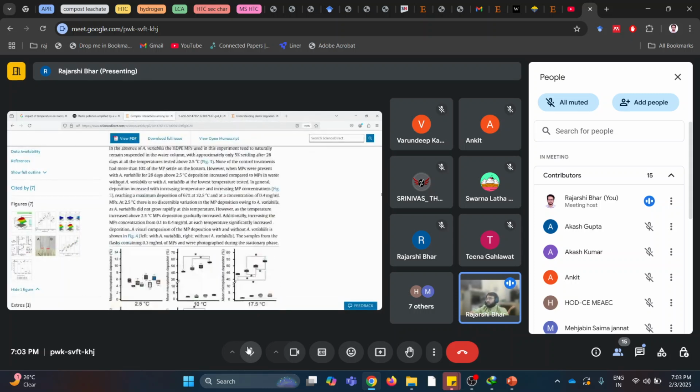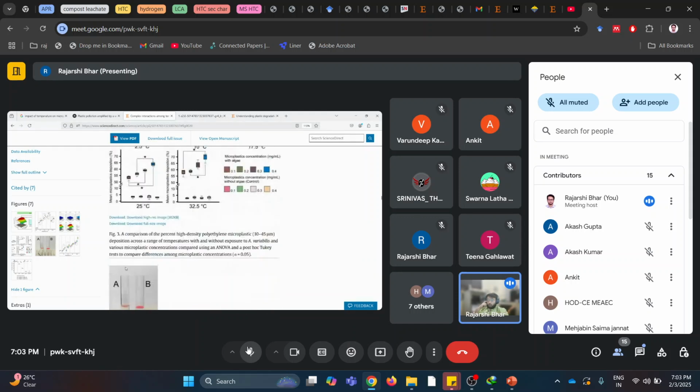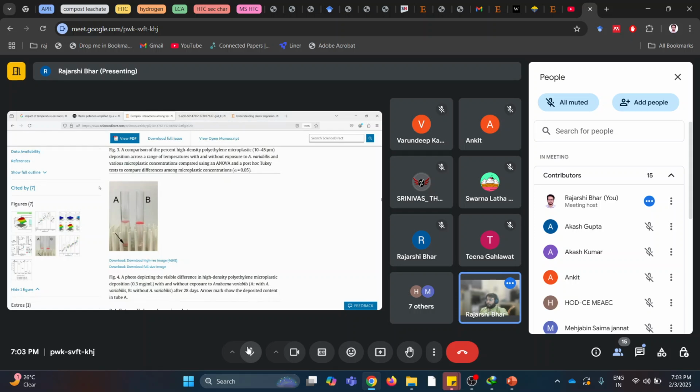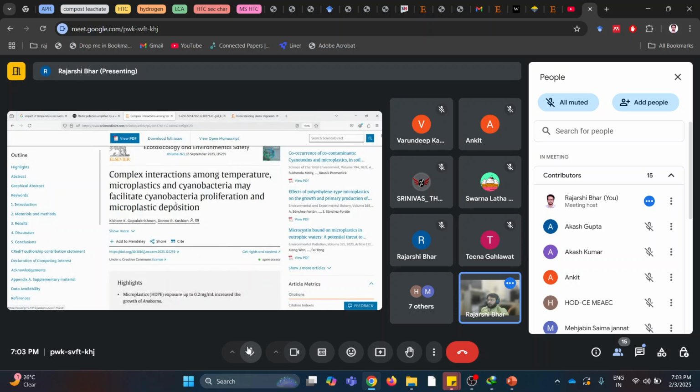So we will try to see what the paper makes out of it. It says that increasing the microplastic concentration significantly increased the deposition, and that is also illustrated with the help of this diagram. I will also paste the link of this paper for you to check out. There are many other papers out there for you to explore.